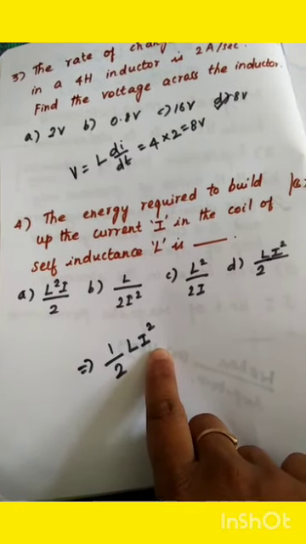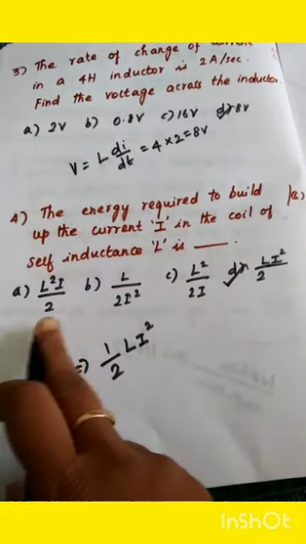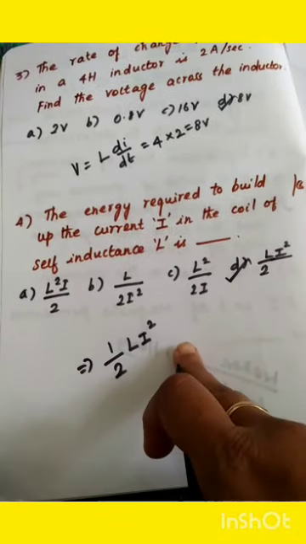So please choose option D. In order to confuse us, they have given you 4 different options, so please select the correct option, half Li square.